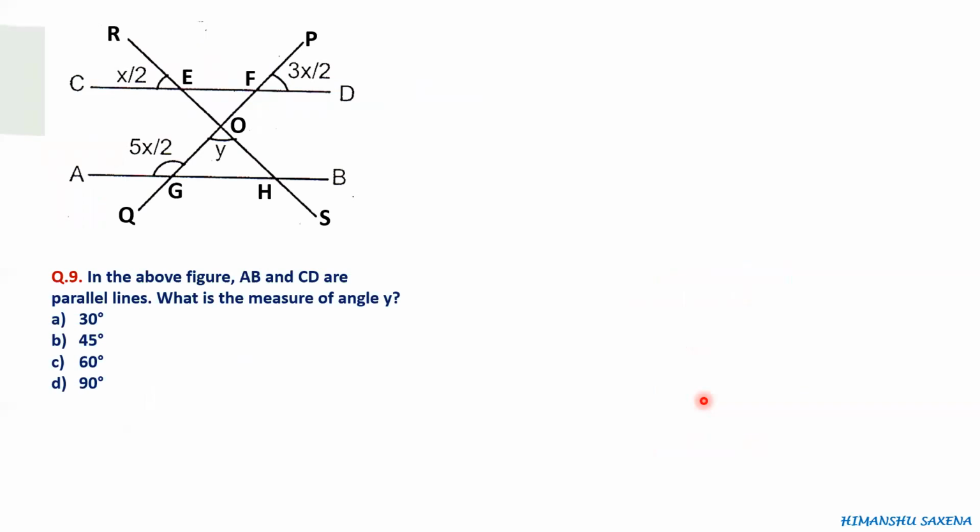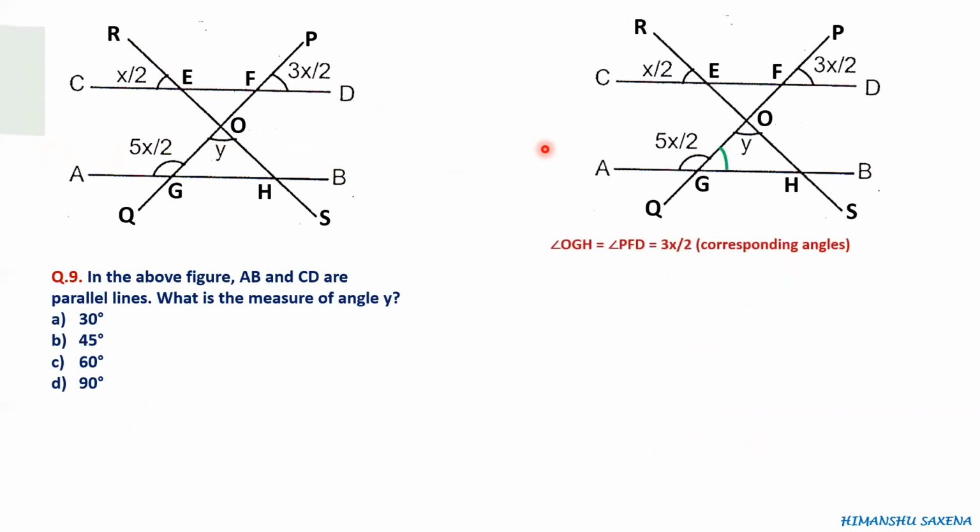Now let's move on to the next question. In this given figure, AB and CD are parallel lines. So these two are parallel lines. What is the measure of angle Y? How much is this angle? Now again, a straightforward application of the concepts. So now this particular angle is how much? This is equal to this angle because these are two corresponding angles, right?